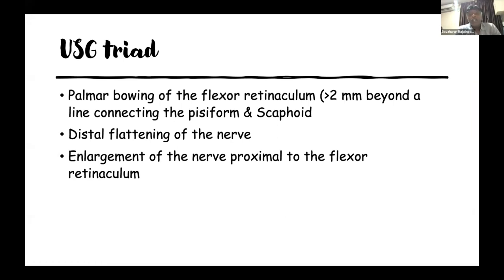Importantly, there are three findings. I told you about the palmar bowing of the flexor retinaculum. Usually the flexor retinaculum is always convex; if it becomes concave, then it is definitely a sign. Next is distal flattening of the nerve. As I told you, whenever there is compression, proximal to the compression the nerve is enlarged, and distal to the compression the nerve is smaller in size. We always take the area of the compressed as well as the non-compressed area, and we see the difference.